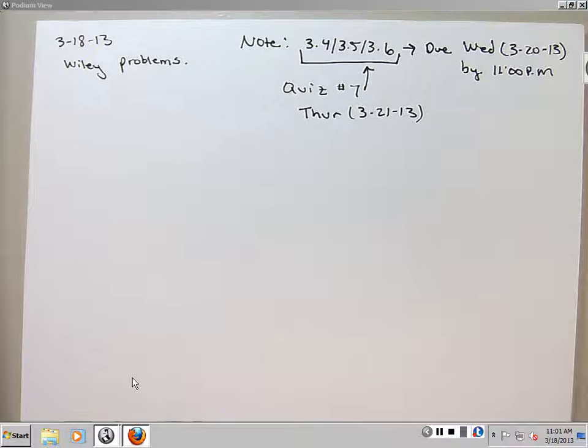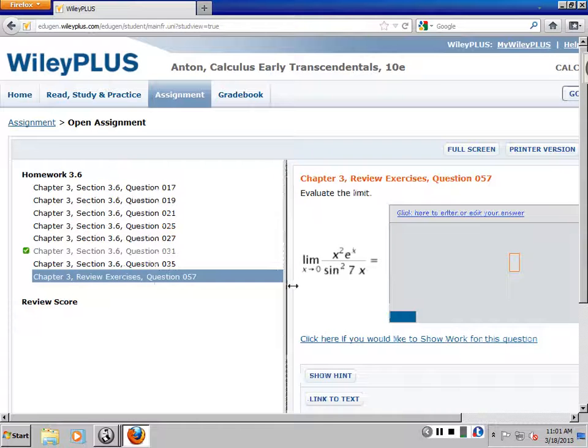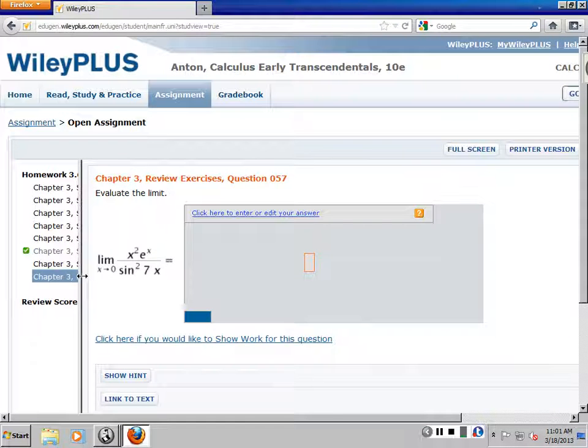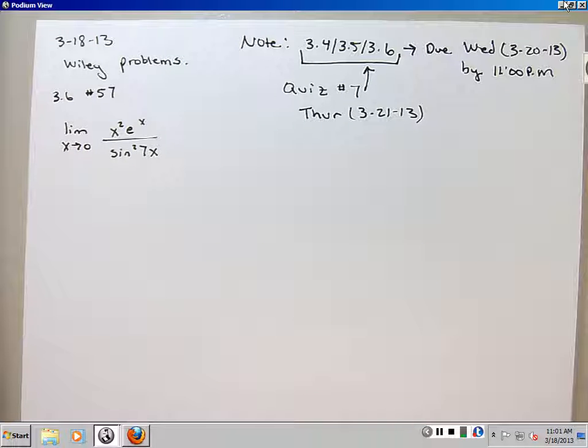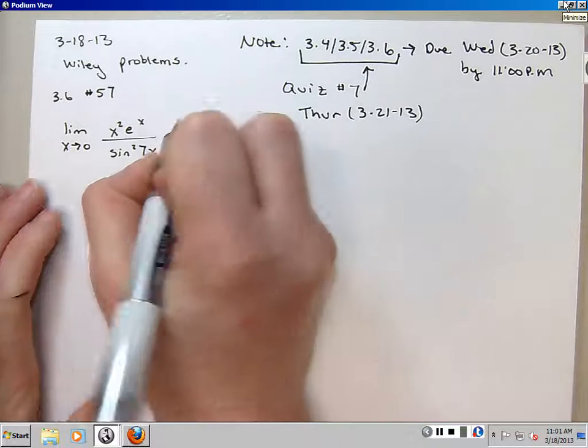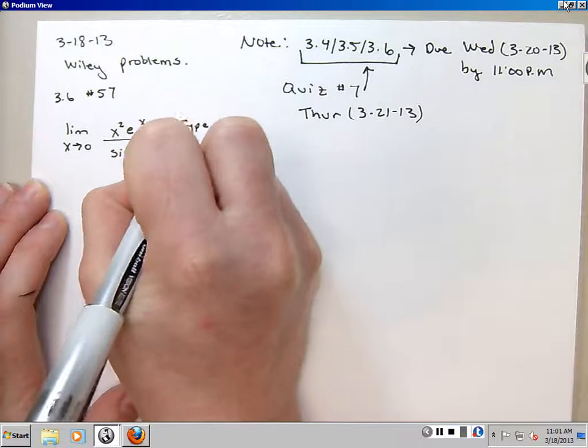So there's a question on 3.6, number 57. We'll write this down real quick and then I'll switch over. The limit as x goes to 0 of x squared e to the x over sine squared of 7x. So plugging in x goes to 0, I have 0 over 0, right? So this is type 0 over 0.